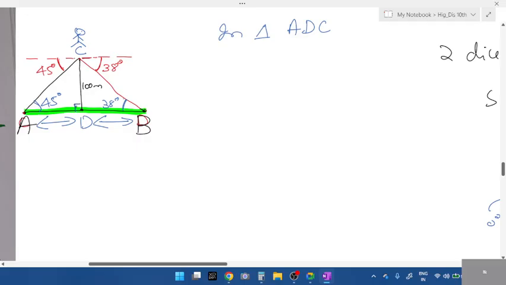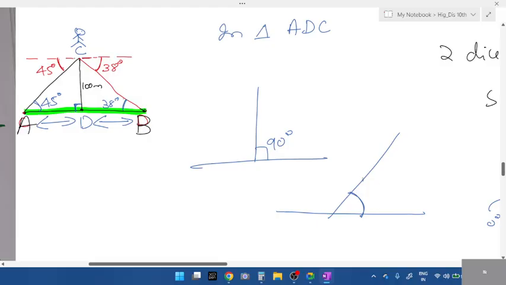Look at the first triangle ADC. Obviously angle D is 90 degrees because the tower will be straight. It won't be slanting. If something is straight like this, it is 90 degrees. Tower is 90, tree is 90, building is 90 degrees. If something is slanting, it cannot be 90 degrees. It will be less than 90. Okay, all of you will start solving this.